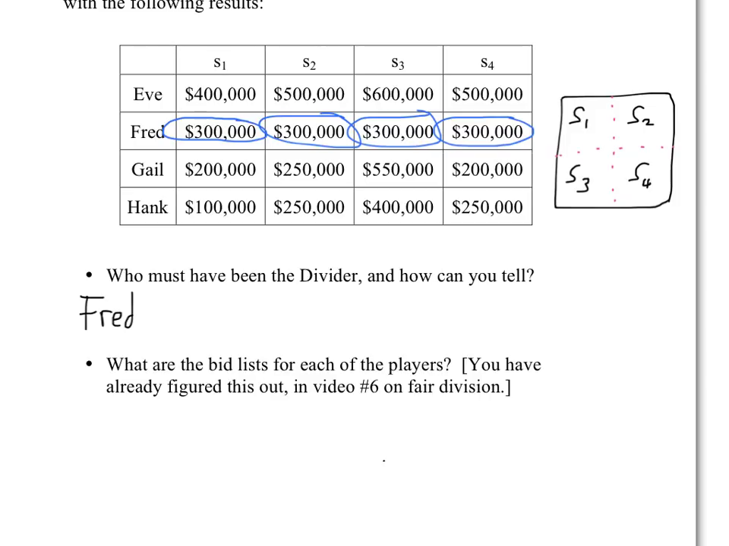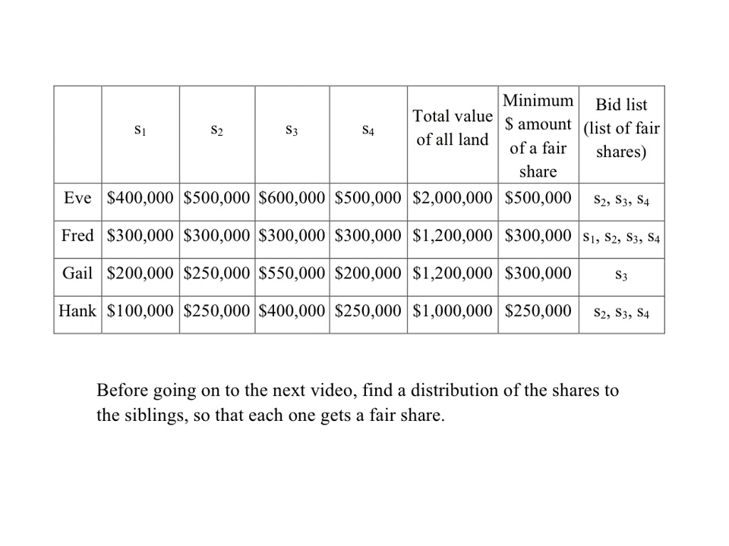As for the bid lists for each of the players, the reasoning process is something you've already gone through in an earlier video. The thought process, for example, was for Eve to find the total value of all the land from her point of view. That's $2 million. Therefore, a minimum fair share amount in dollars for her is $500,000. And then we go through and ask, well, which shares are worth at least that much to her? Thus, her bid list consists of S2, S3, S4, but not S1, which is not worth enough to her.